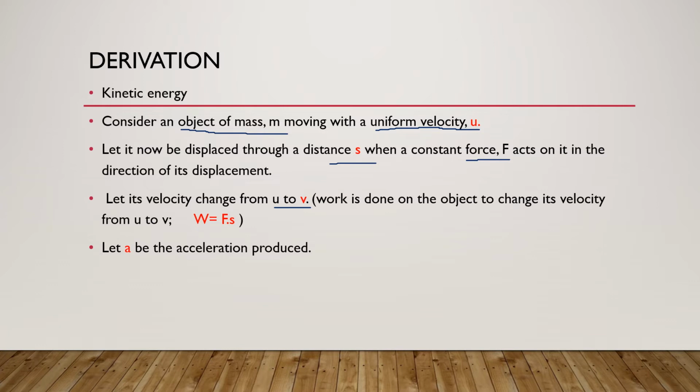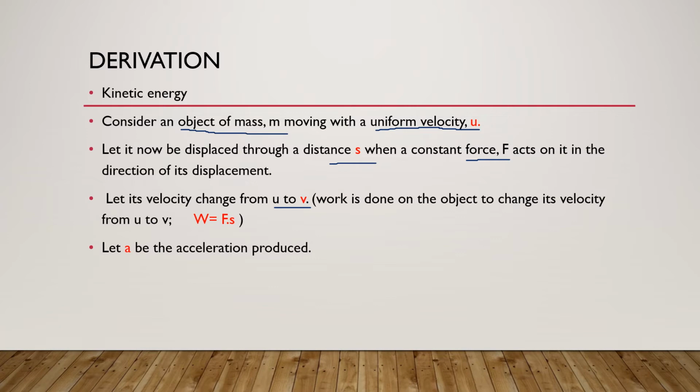Before it was moving with initial velocity u. Then after applying a force on it, what happened? Its speed or its velocity changed. It has become v. Now, when we apply certain force on a body, work is done on the object, isn't it? Work is done on the object to change its velocity from u to v, and that work is done by the force only. So W is equal to F into S, where S is the displacement or the distance moved.